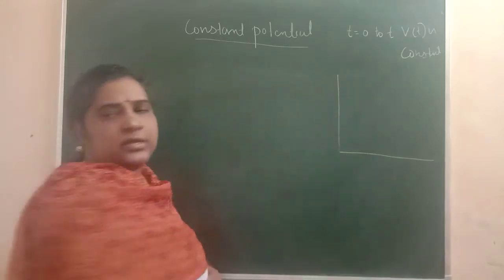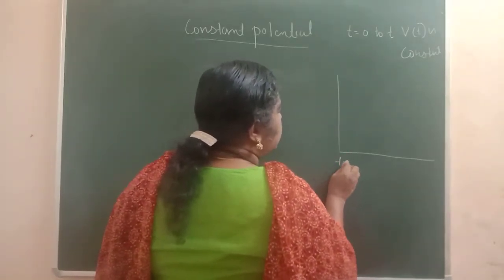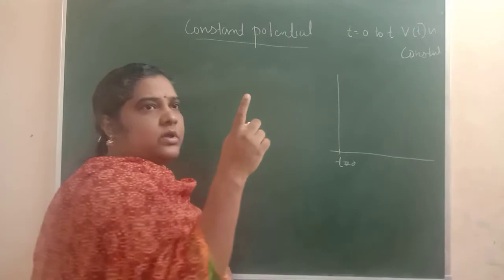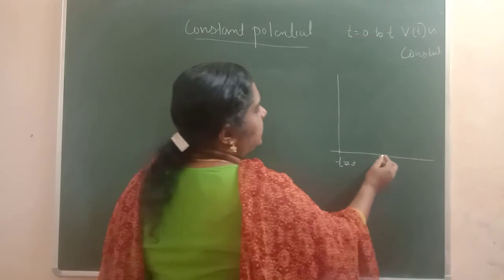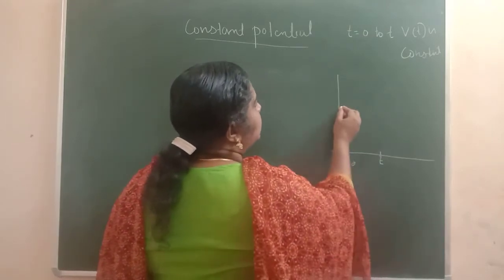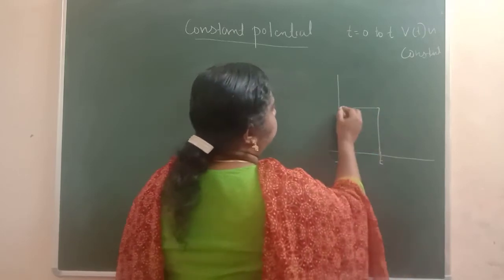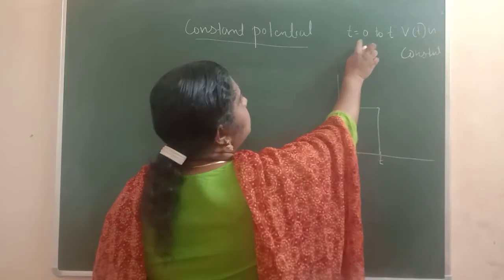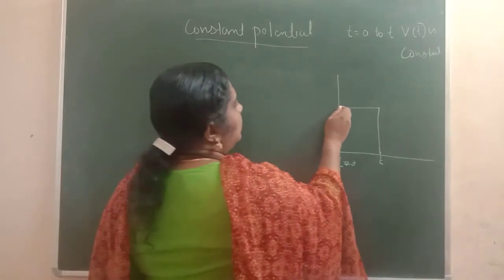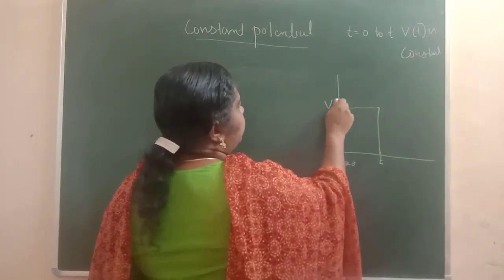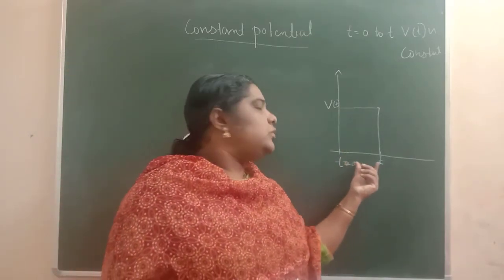Here the potential is switched on at time t equal to 0, so only at t equal to 0 the potential is started. Then up to some time t the potential is constant. That is, V of t is constant from t equal to 0 to t. That type of potential we are applying, constant throughout the interval 0 to t.